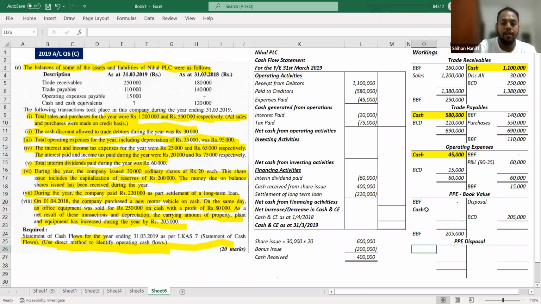Now the disposal account. Here we need the cost or the book value. Since this is maintained at the book value, you can take the book value of the PPE disposed. The net amount only you have to take, cost minus the depreciation. In the cash amount, and there is a profit. Cash received from the disposal is 250,000. Profit is 80,000.